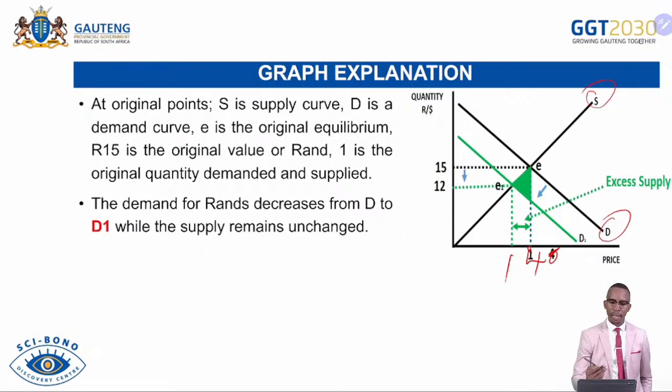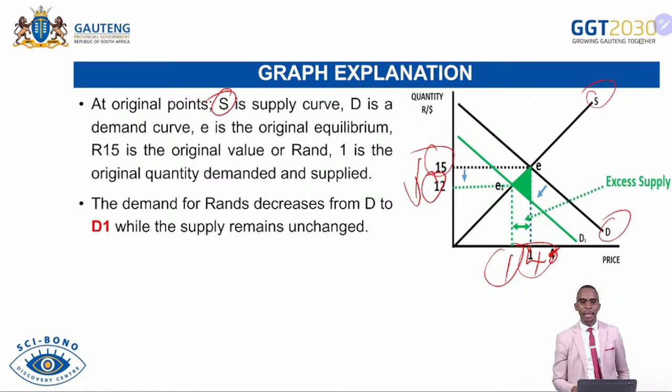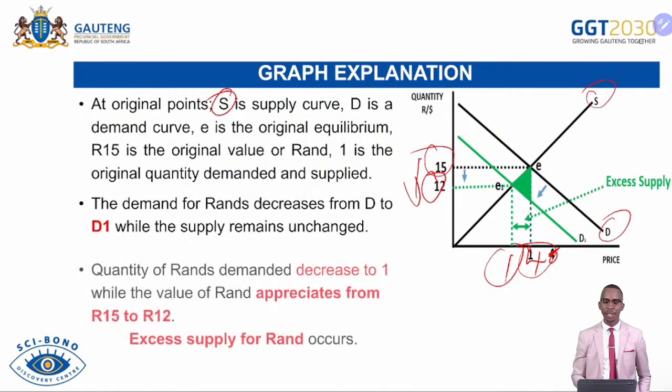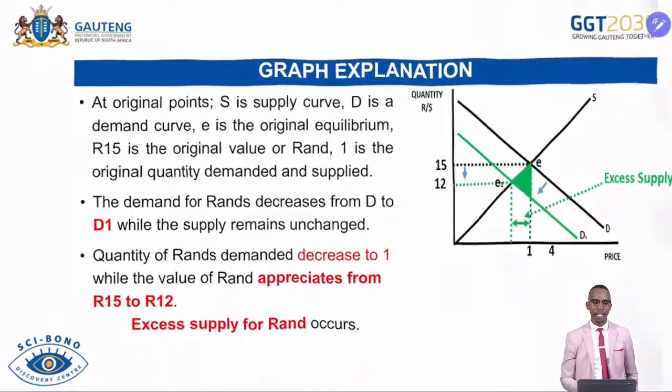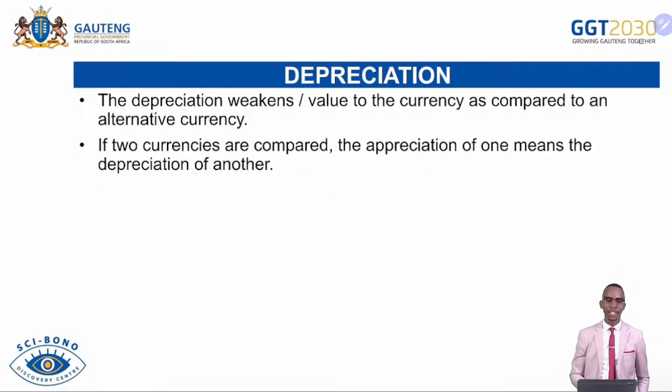Interpretation, this is our original supply and original demand. And then originally, what happened? We are trading the rand at how much? At 4 units, 15 rand. And then the rand appreciates to 12 rand, and then 12 rand per unit. Then it becomes cheap. That leads to what we call appreciation because the supply remains constant or higher while the demand is declining. Remember, depreciation is the decrease in the country's currency in relation to another country's currency because of market forces. If the currency depreciates, it loses value.